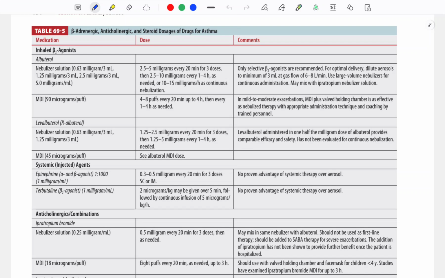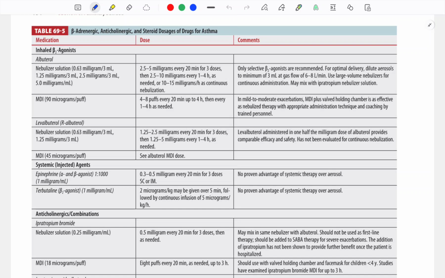If you want to give ipratropium, it is given 500 microgram or 0.5 milligram every 20 minutes for 3 doses and then SOS. MDI can be given, each puff is 18 microgram. इप्राट्रोपियम का 1 puff is 18 माइक्रोग्राम, तो MDI से भी दे सकते हैं.